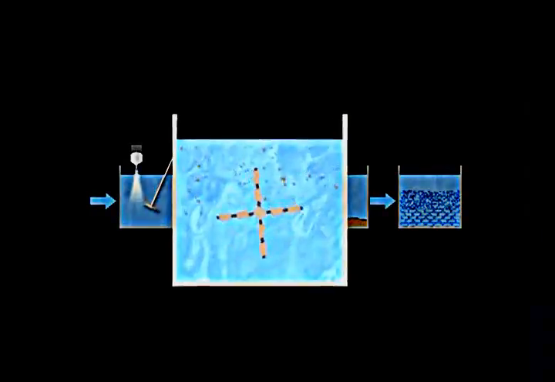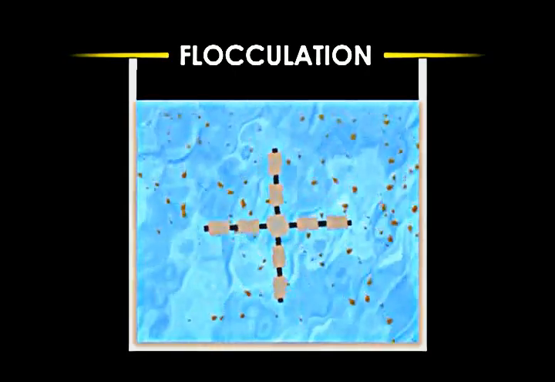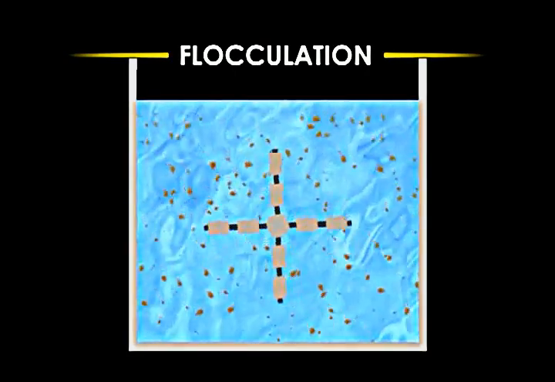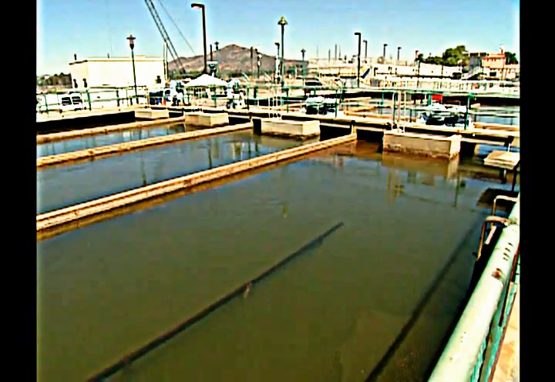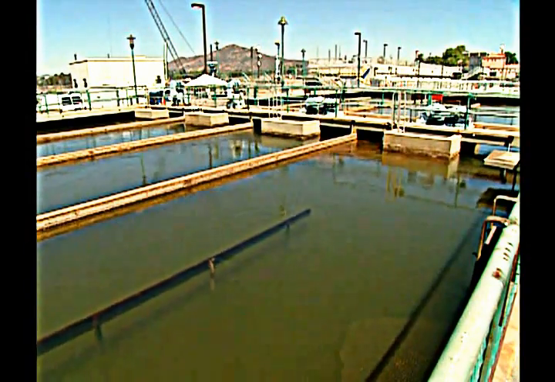After coagulation, the water moves to a flocculation basin. The gentle stirring action of flocculation brings the microfloc together in a process called agglomeration to form heavier particles called floc. These larger floc, which look like snowflakes or tiny tufts of cotton, will then settle during the sedimentation process.